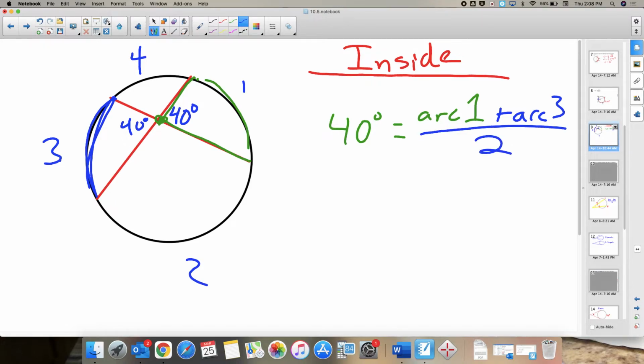Now, that means those other two arcs, they're going to be made by the 140-degree angle. So that would be the average of arc 2 and 4.